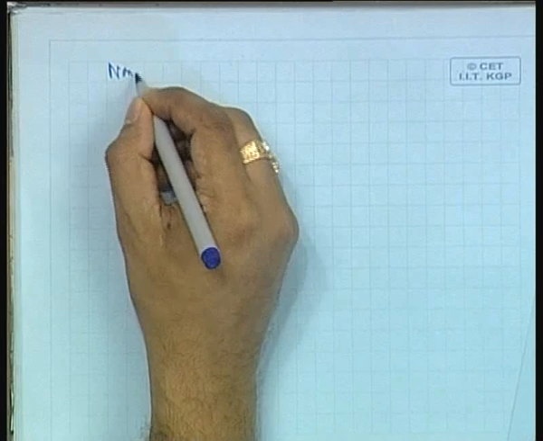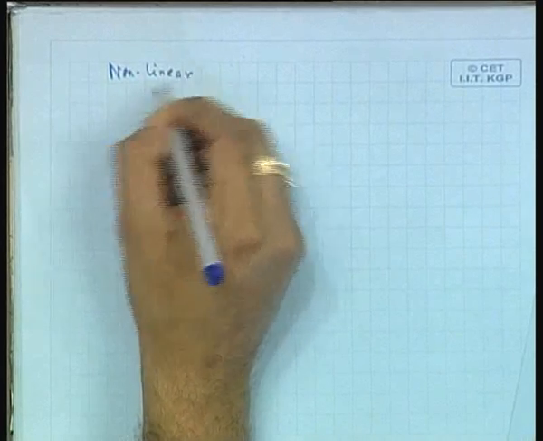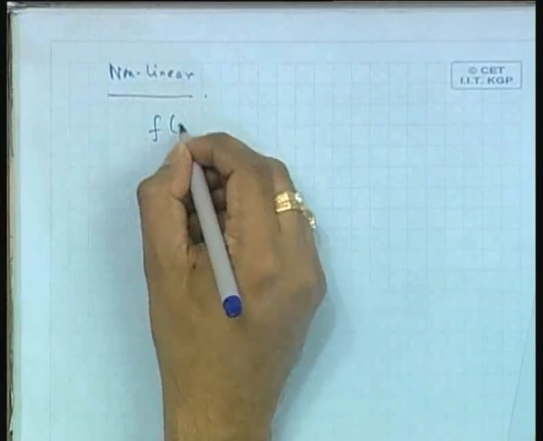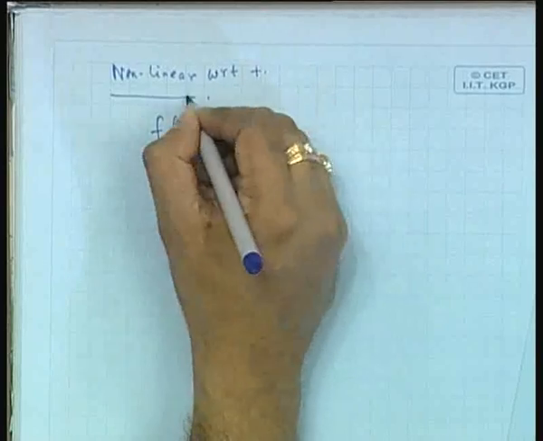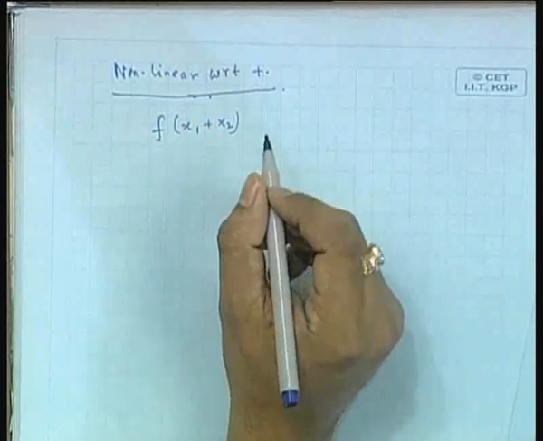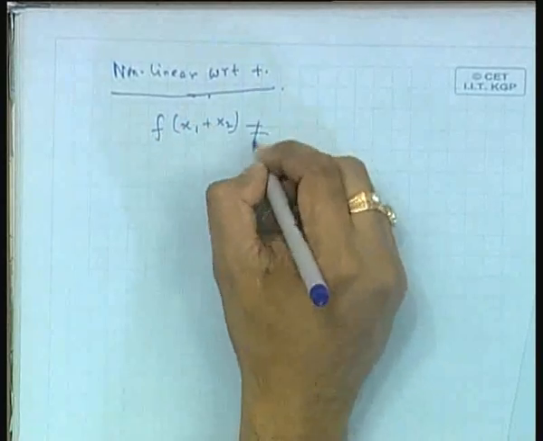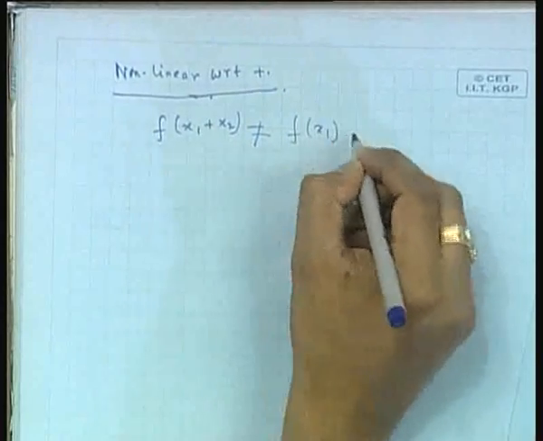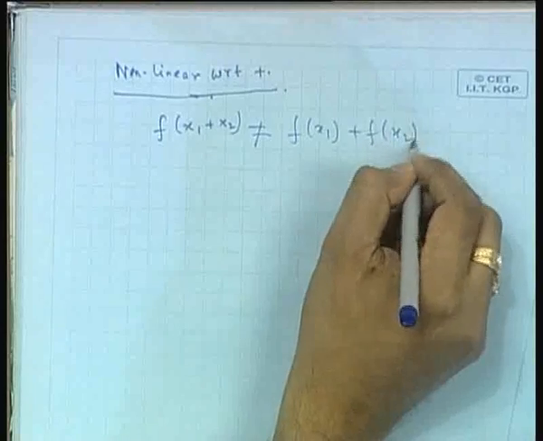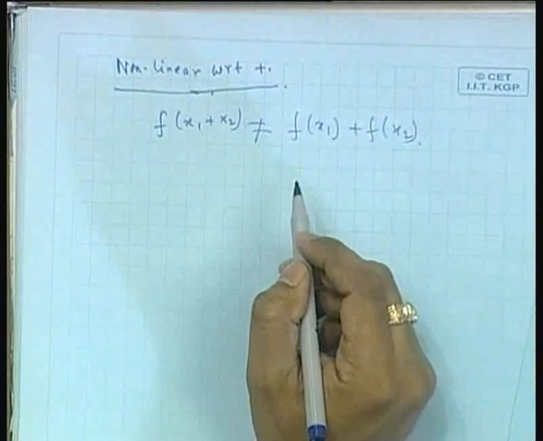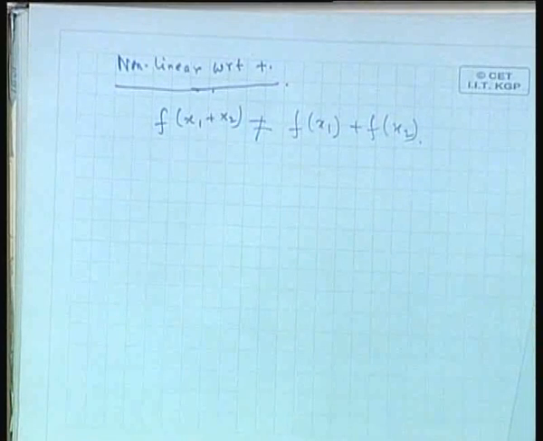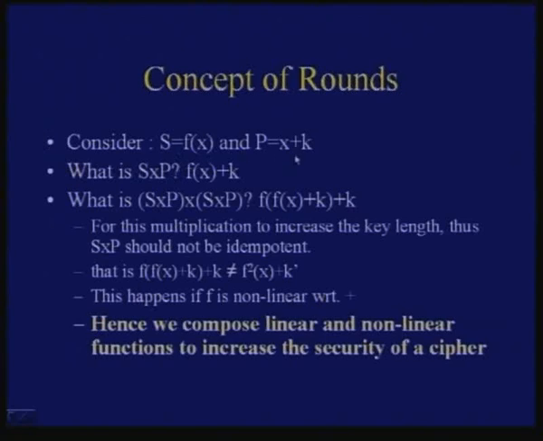What does a nonlinear function mean? It means that if you consider f of x1 plus x2, nonlinear with respect to plus, nonlinear is always with respect to an operation, right? So f of x1 plus x2 is not equal to f of x1 plus f of x2, and equality would have meant linearity.